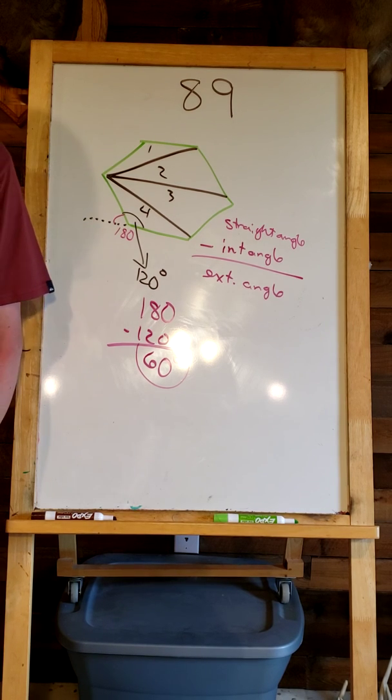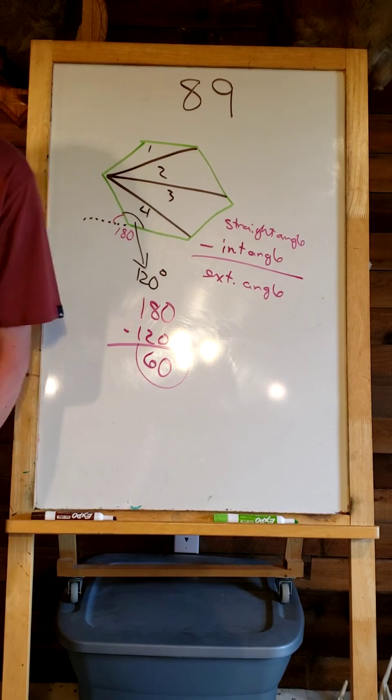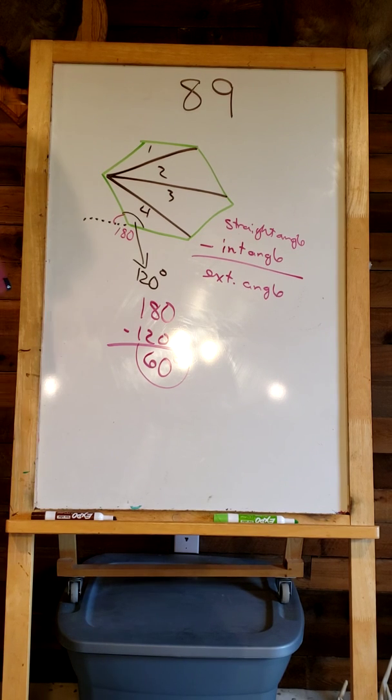On lesson 89, do 1 through 30, except number 22, cross out B. Number 22, cross out B. Otherwise, you can do all of lesson 89, 1 through 30, except 22B.